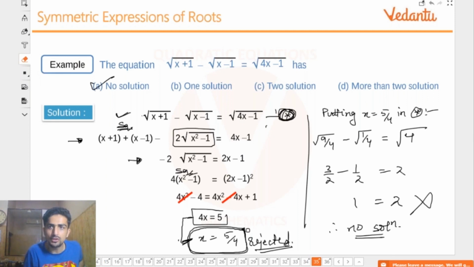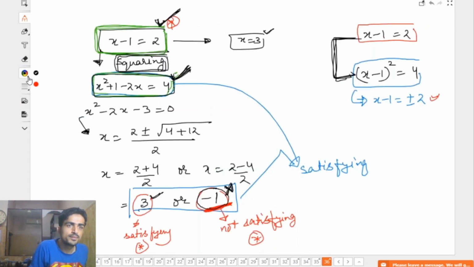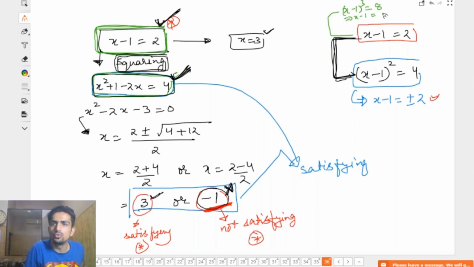But it doesn't happen with cubes. It happens with only even powers, because an even power creates the plus minus thing, no? Had we taken the cube here, we get this, and this implies x minus 1 equal to 2 only. It's only an even power which, when removed, gives me the plus minus thing. So only squaring will create a problem. Cubes will not create that problem.